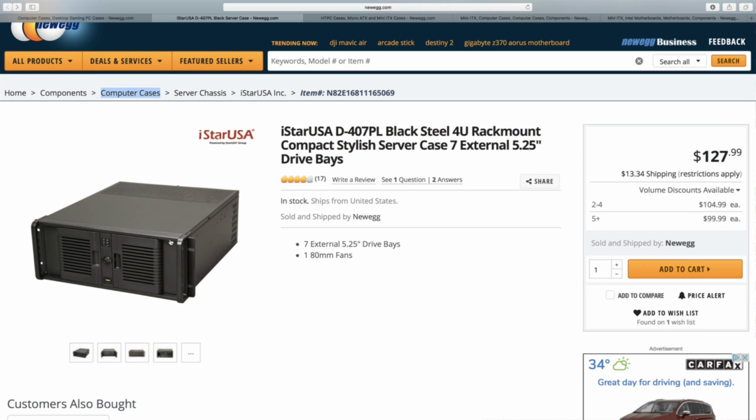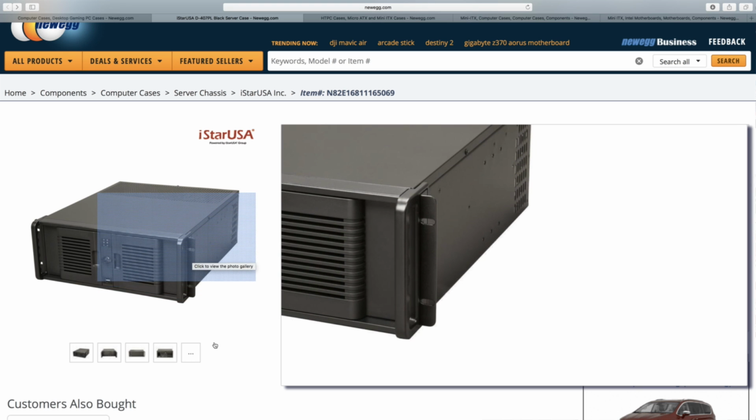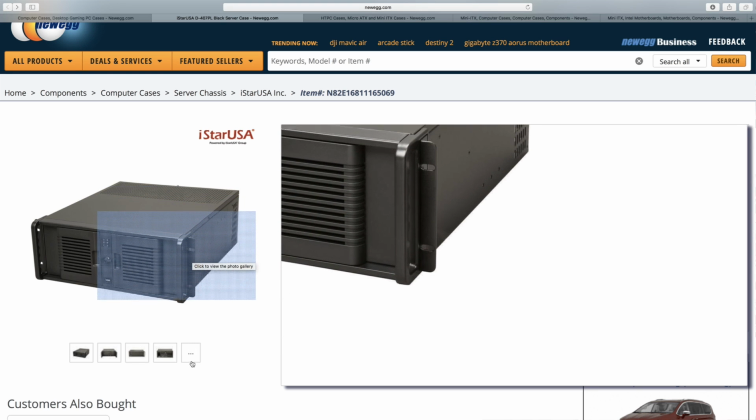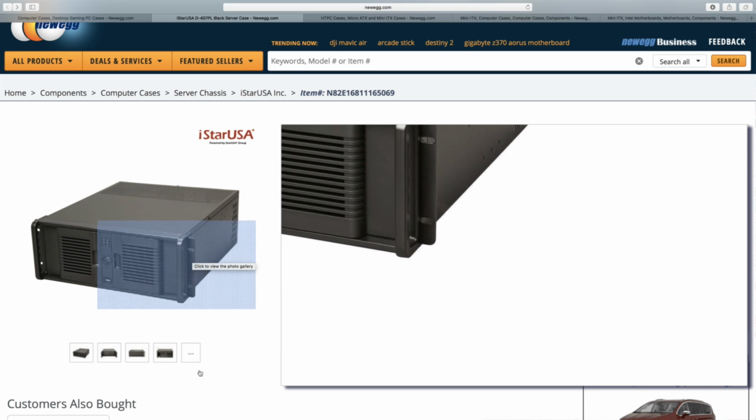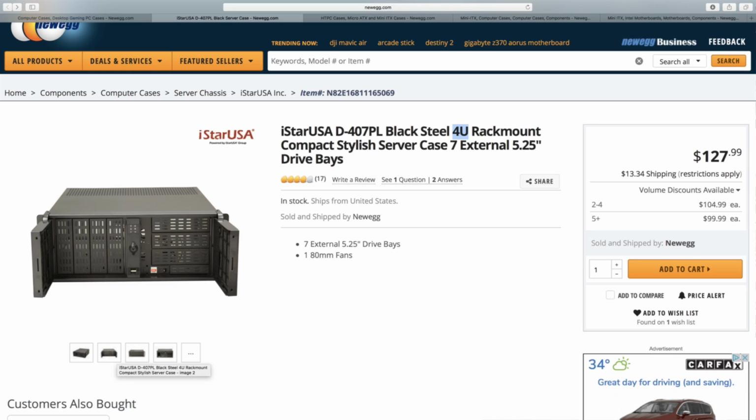Now we talk about rack-mounted cases. This is like an iStar USA rack-mounted case. I think this is a 4U, so something called a 4U. We'll talk about this later, maybe with server hardware. Basically, this gets screwed into a server rack. That's why you see these little ears on the side of the case. And again, it looks a little bit different.